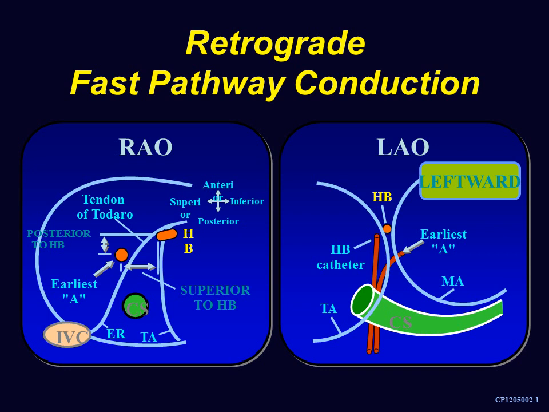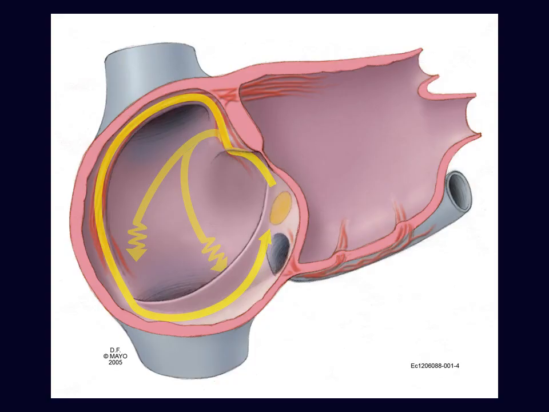Fast pathway ablation typically carries about 10 to 20% risk of heart block, and is no longer practiced. It was done before the advent of slow pathway ablation, which has a very low risk of complete heart block, less than 1% if you go towards the floor of the CS, and it has become the most common way of ablating in the last 20 years.